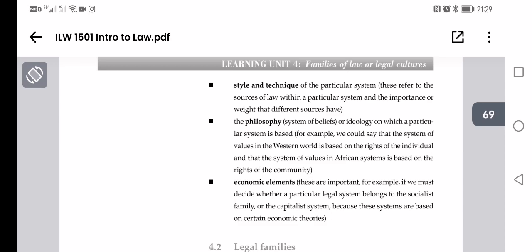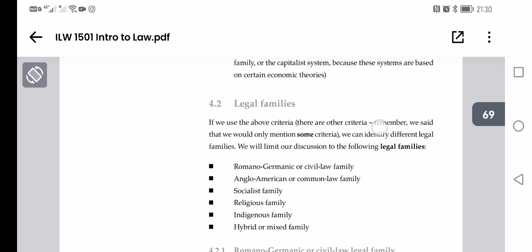Economic elements. These are important, for example, if we must decide whether a particular legal system belongs to the socialist family or the capitalist system, because these systems are based on certain economic theories.